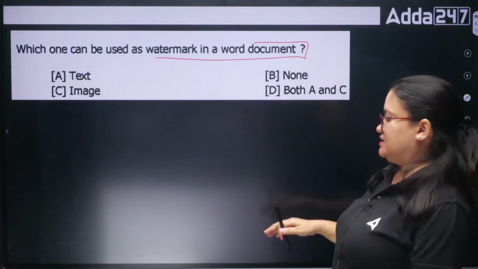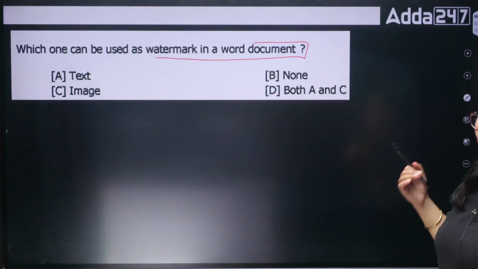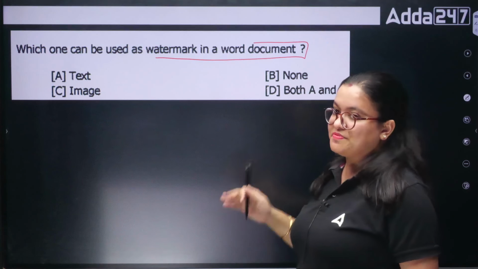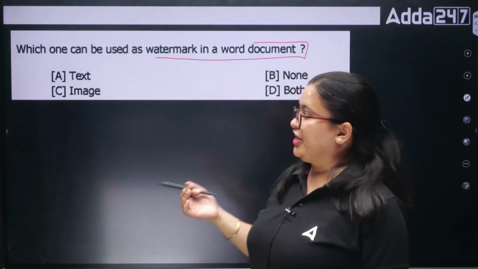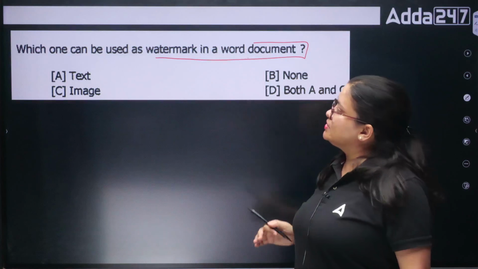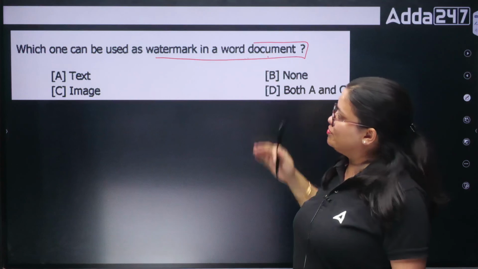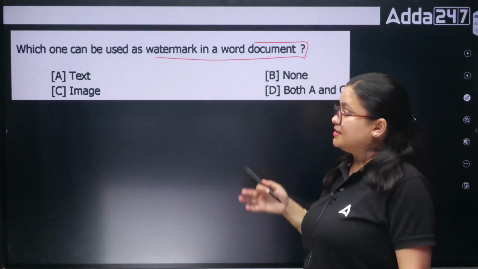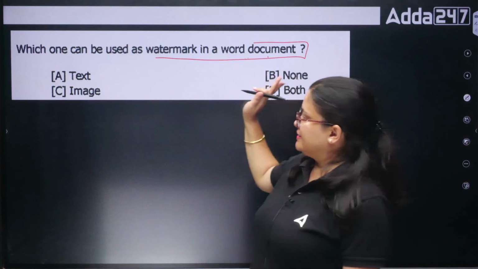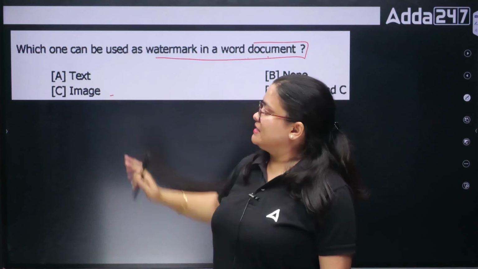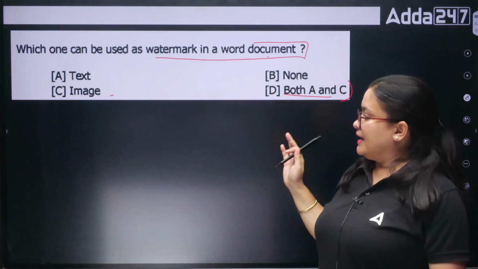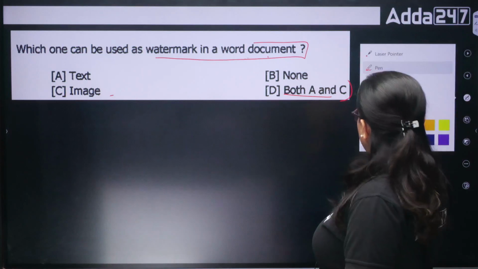Next question, which one can be used as a watermark in a Word document? I have also used a watermark in my PowerPoint presentation. Here there is a watermark of Adda247. Now if I use a watermark in a Word document, I can use text, or I can use an image, or I can use both text and an image.